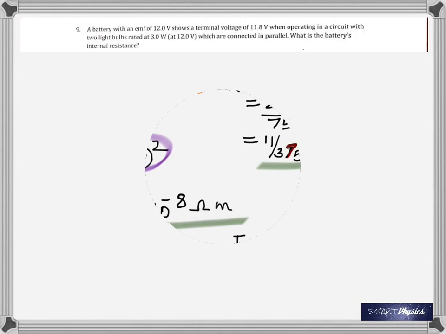And in question 9, the battery has an EMF of 12 volt. It gives a terminal voltage of 11.8, which is less, and that's because of the internal resistance. It's operating in a circuit with 2 light bulbs, both rated at 3 watts and 12 volt, and they are connected in parallel. And you have to find the battery's internal resistance.